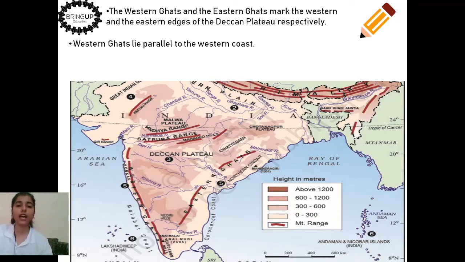The Western Ghats lie parallel to the western coast. So here is the western coast, which runs along the Arabian Sea, and the Western Ghats are right parallel to the western coast.